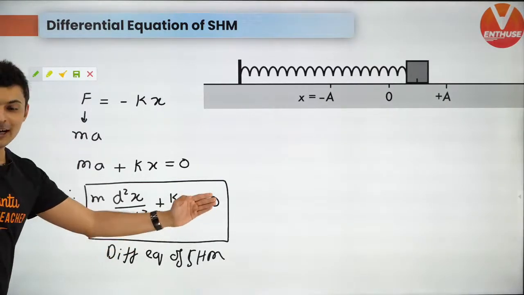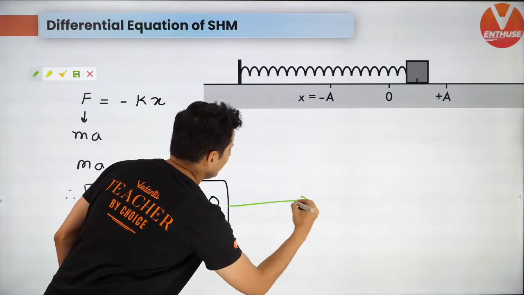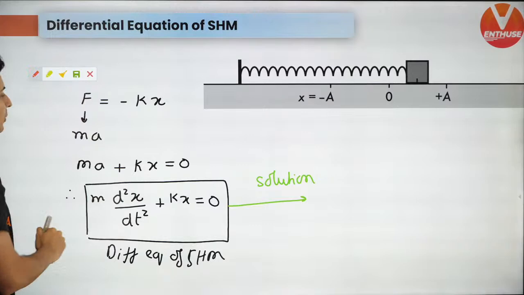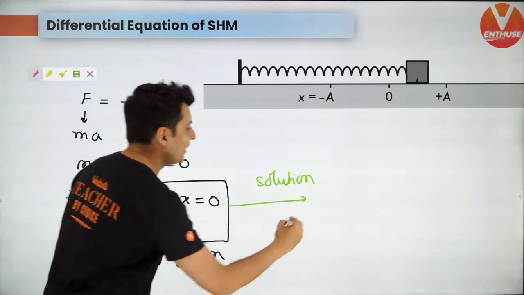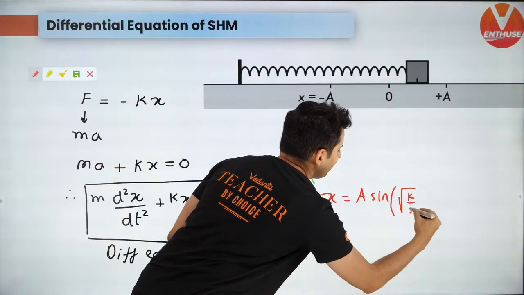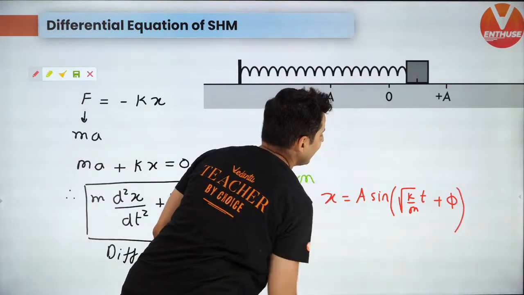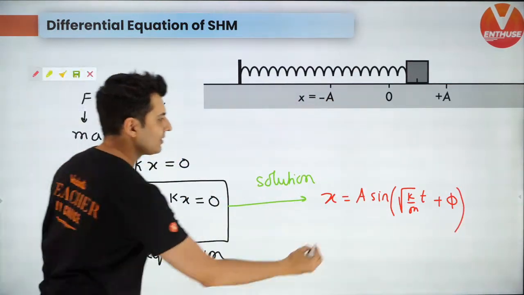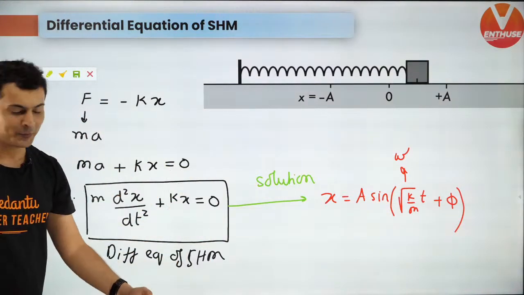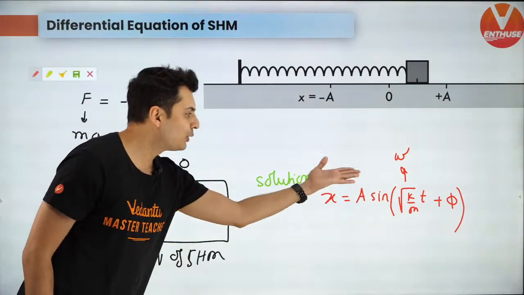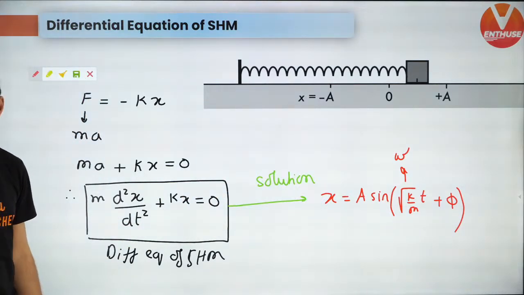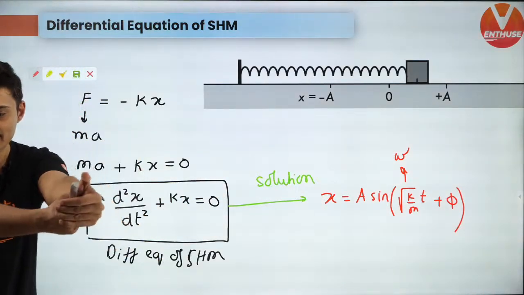Now, if you have understood this, you will ask, sir, what is the solution of this? Guys, you already know the answer. You don't have to break your head and integrate. The equation is x is equal to A sine of omega t plus phi, where omega is root k by m. This is the solution, because this root k by m is nothing but omega. You don't even have to worry about it, because using this only you have got all of this. So this is the solution of this differential equation. Okay, is that clear, everyone?